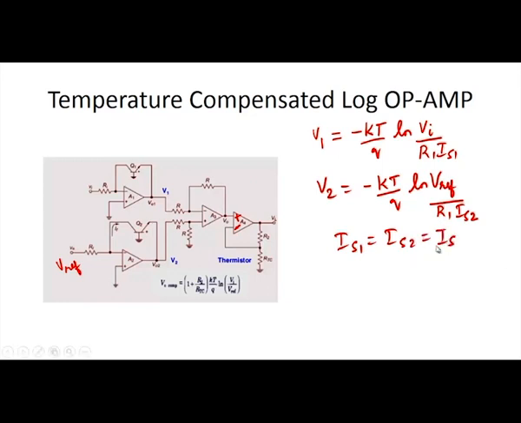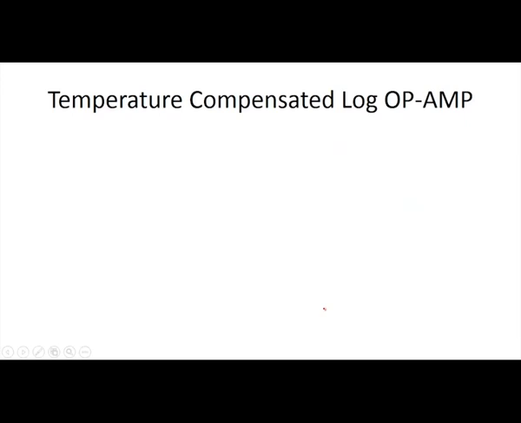If IS1 and IS2 are both equal to IS, then these two currents, IS1 and IS2, are replaced by IS. Now what is the output of the differential amplifier? It is V2 minus V1. Substitute V2 minus V1 in this equation, so you will get V out.